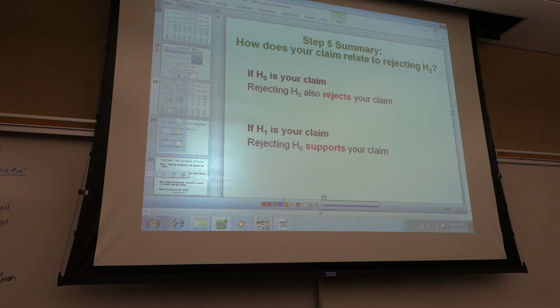The way to remember that is QRS, right? The alphabet QRS, because if H naught is your claim, you're going to use the word reject, R. If your claim is H1, you're going to use the word support, S. So it's kind of one way.